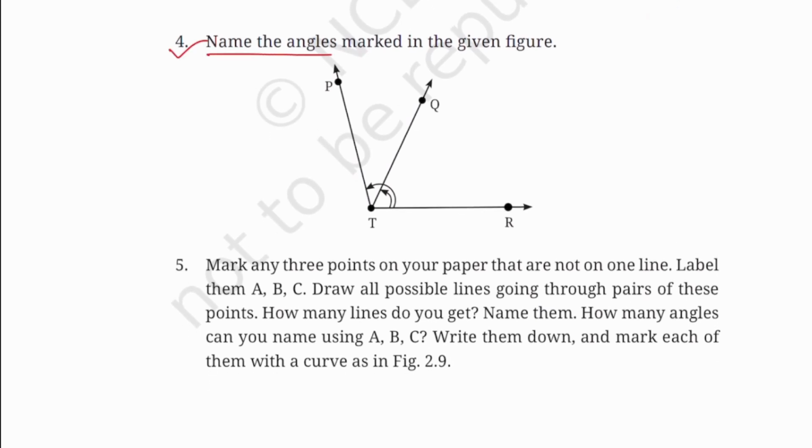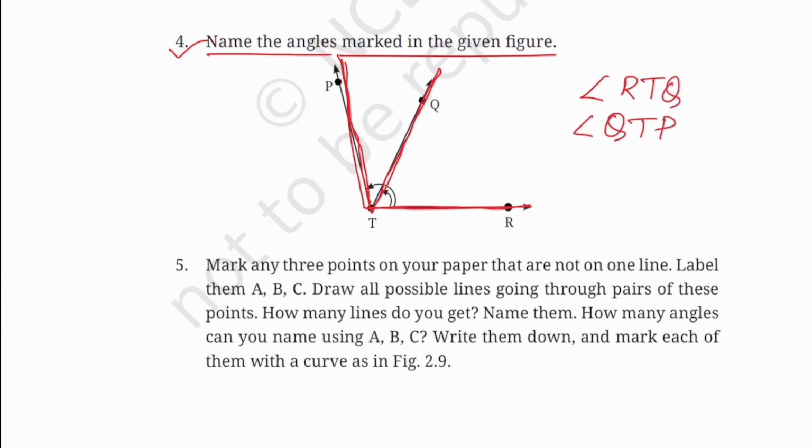4. Name the angles marked in the given figure. If you observe this picture carefully, you can see angle RTQ, then angle QTP, and the bigger one, angle RTP. So the angles are angle RTQ, angle QTP, and angle RTP.